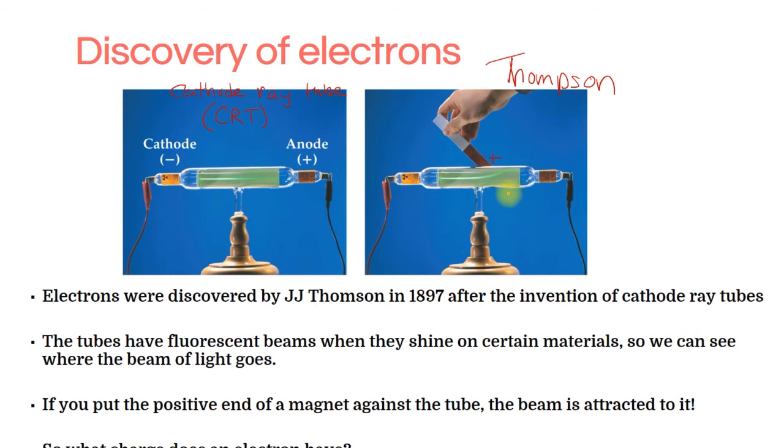So this led him to investigate the different properties of the materials he was working with, and he concluded that something negatively charged existed in these particles, and he called it the electron. This happened in 1897.